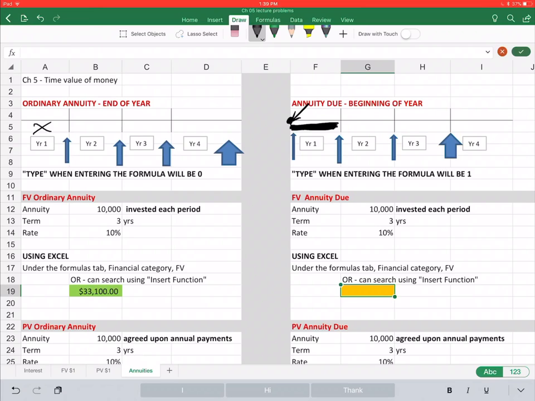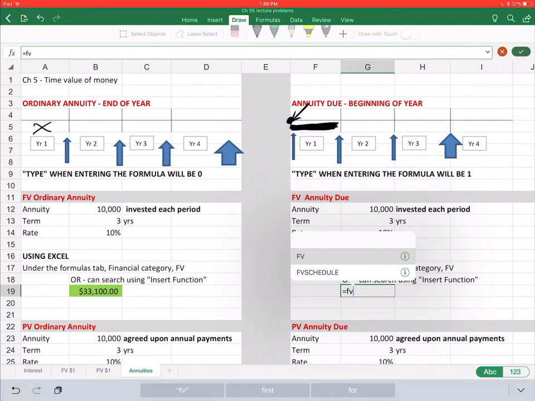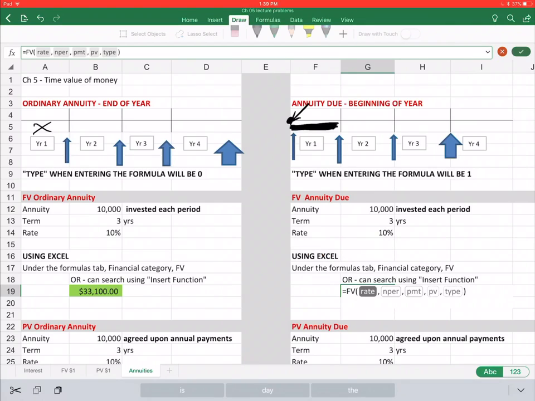So if I do the calculation, equals FV, again, Excel basically just prompts you for what they need. 10% is my interest rate. My number of periods is 3. My payment amount, again, I'm going to put a negative $10,000 because it's cash out of the pocket of the investor going into the investment fund. We don't have a lump sum amount present value that we're also investing, so present value is 0, and now my type is going to be 1. For an annuity due, the type is going to be 1.